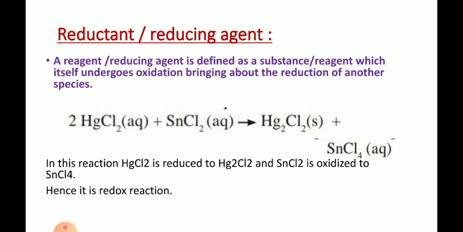So students, this is all for today's lecture. In our next lecture, we are going to learn some different types of redox examples and how to balance the given chemical reaction in acidic medium and in basic medium.